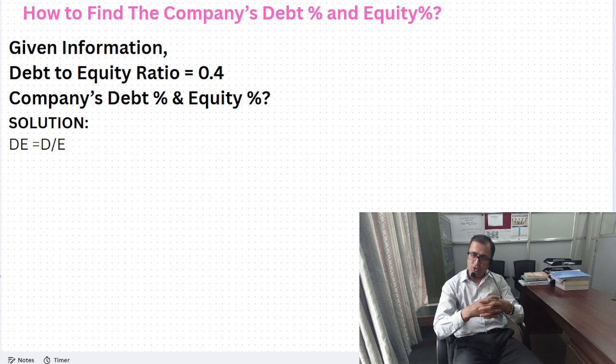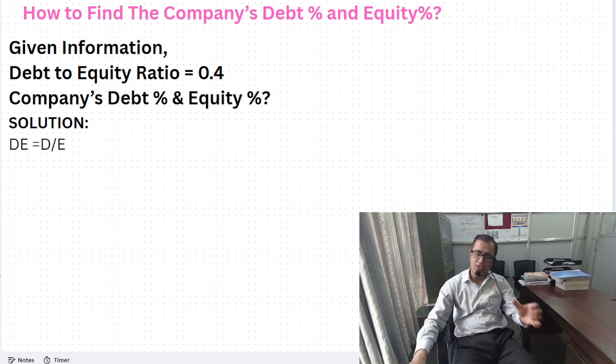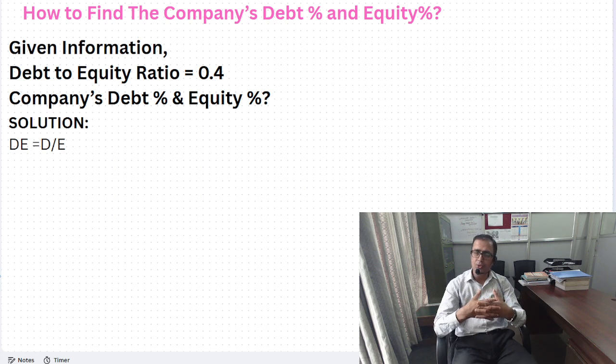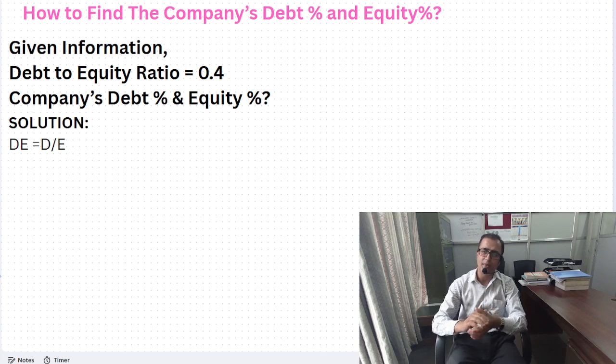Today let's discuss, when you are given a debt to equity ratio, let's say 0.4, how could it be estimated as debt percentage and equity percentage. And as we know, friends, debt equity ratio is one of the important measures of a company's capital structure position, and another could be the debt ratio, which is simply the measure of total debt by total assets, and there are some other measures too.